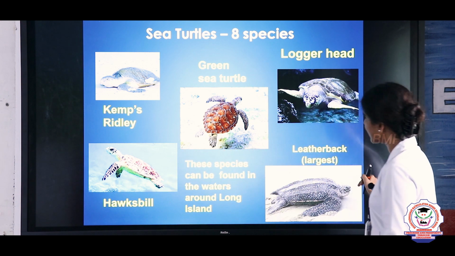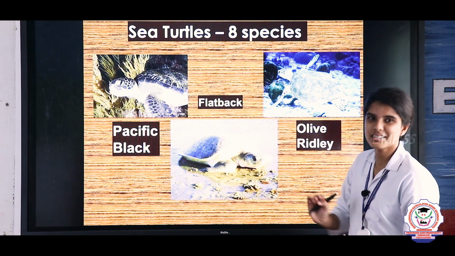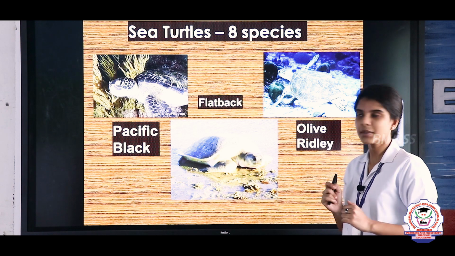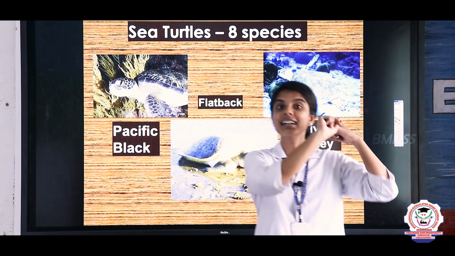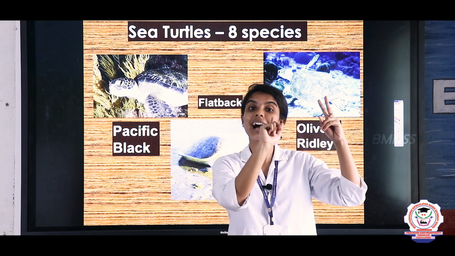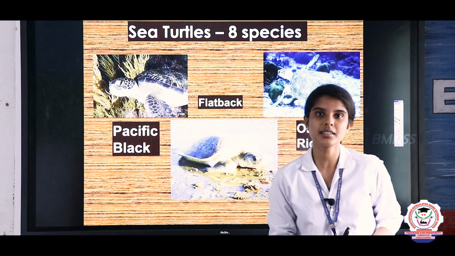So then, olive ridley is the smallest of all species of sea turtle. It weighs up to 35 kg. So olive ridley is the smallest of all species and leatherback is the largest of all species of sea turtle.